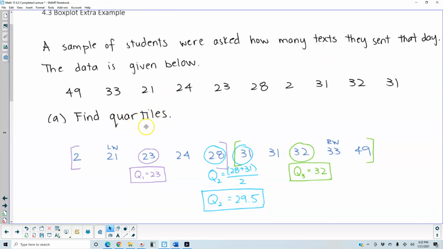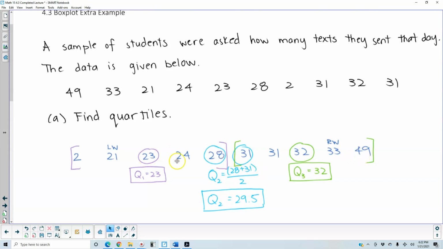So the first thing we want to do is find the quartiles. Now, in this scenario, we have an even amount of data values. So we're going to cut the data in half. But before we do that, we have to rewrite our values in ascending order from least to greatest. So we write 2, 21, 23, all the way to 49.